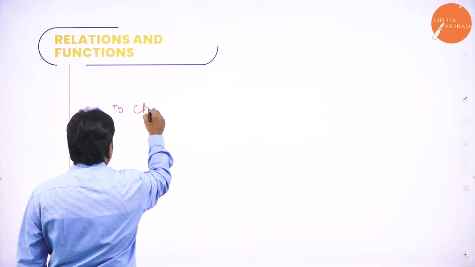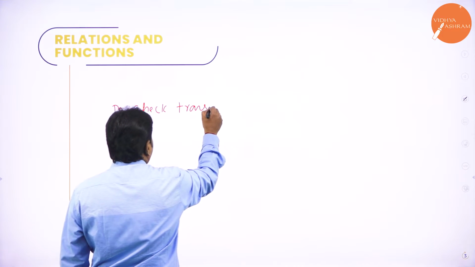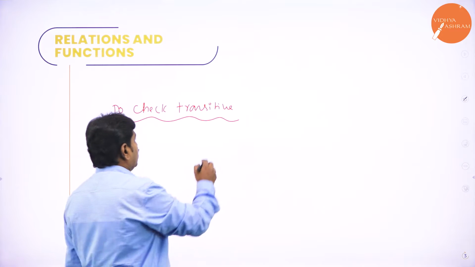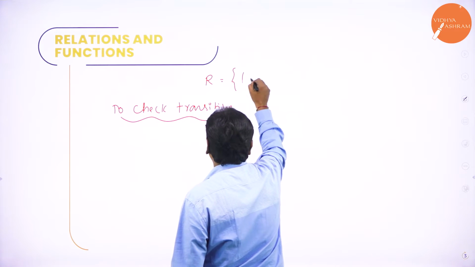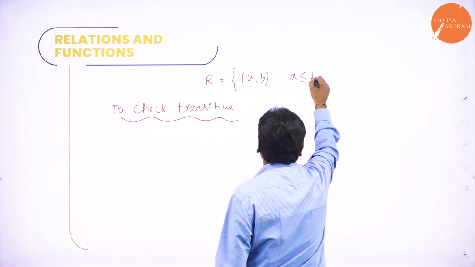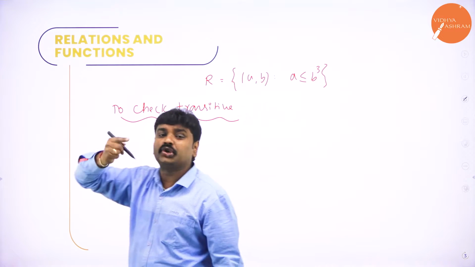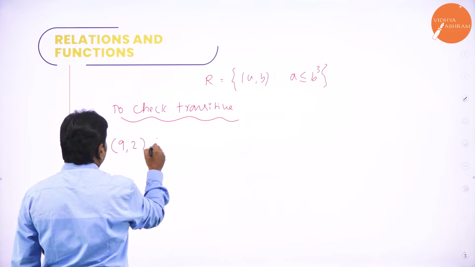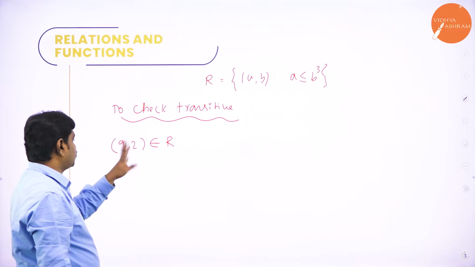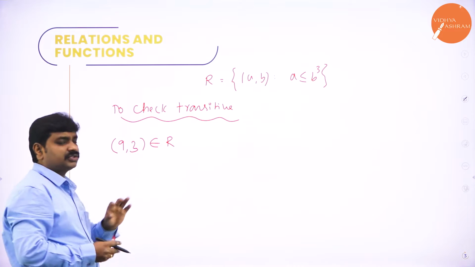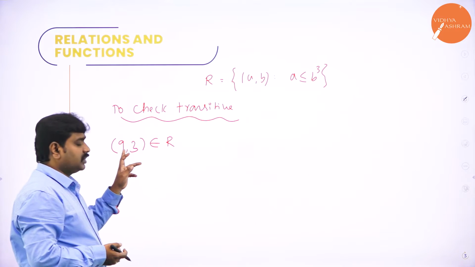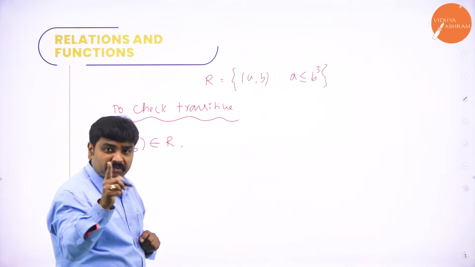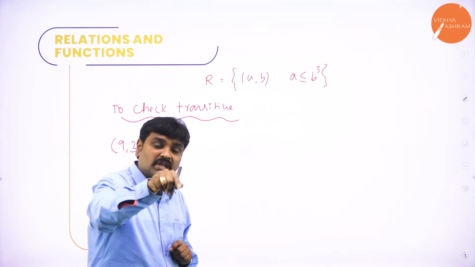To check transitive, see, I am repeating, if you remember the examples, the process becomes faster. So the relation R is such that (a, b), a should be less than or equal to b cube, meaning the first element should be less than or equal to the second element cube. Transitive should fail, so I will take (9, 3) belongs to the relation. Do you agree? Yes, (9, 3) belongs to the relation. 9 is a real number. All of you know transitive. Transitive means, if (a, b) belongs to R and (b, c) belongs to R, then (a, c) should also belong to R.